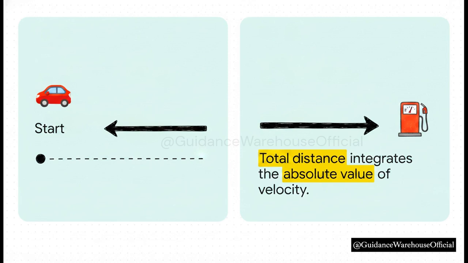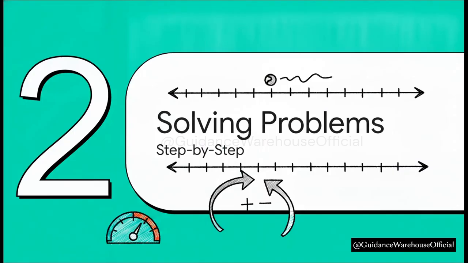But total distance requires the absolute value of velocity. We literally do not care about the negative sign when we're calculating total ground covered. The absolute value turns that negative 30 into a positive 30. So, 80 plus 30 equals 110 miles of total distance traveled. If you mix these two concepts up, you're going to end up stranded on the highway with a totally empty gas tank.